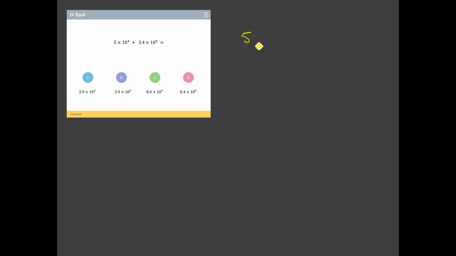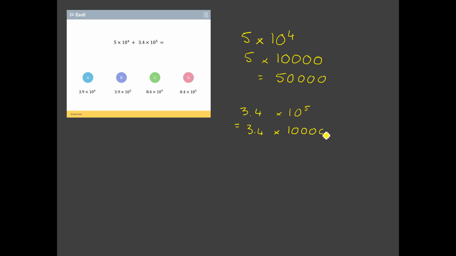So let's do that. So we've got 5 multiplied by 10 to the power of 4. Well, that's not too bad. 10 to the power of 4, that's the same as 5 multiplied by, that's 10 to the power 1, 10 to the power 2, 10 to the power 3, 10 to the power 4. So we end up with 50,000. Okay, let's do the same with this. 3.4 times 10 to the power of 5. Well, that's the same as 3.4 multiplied by, that's 10 to the power 1, 2, 3, 4, 5.